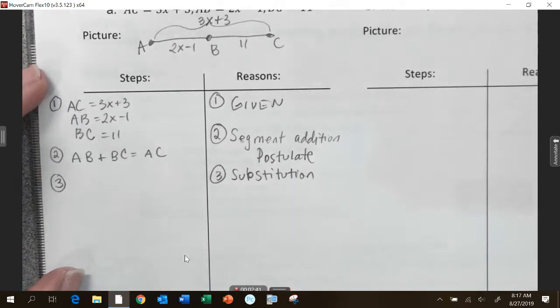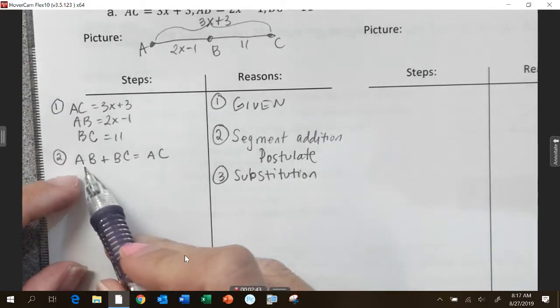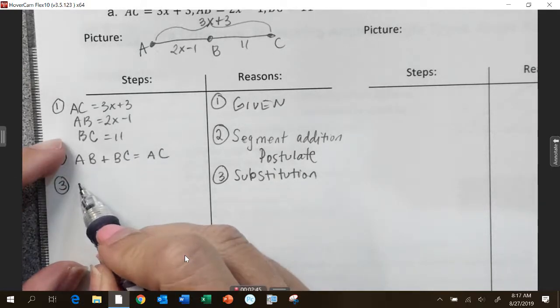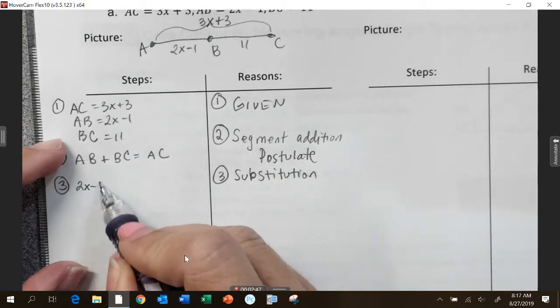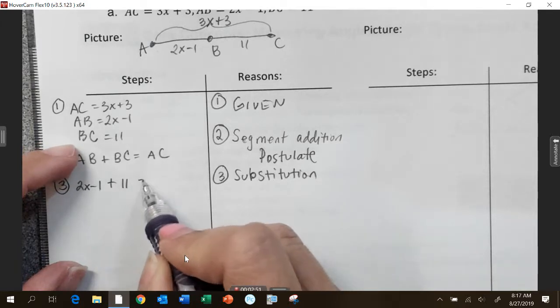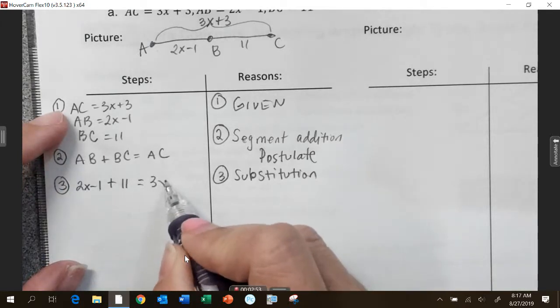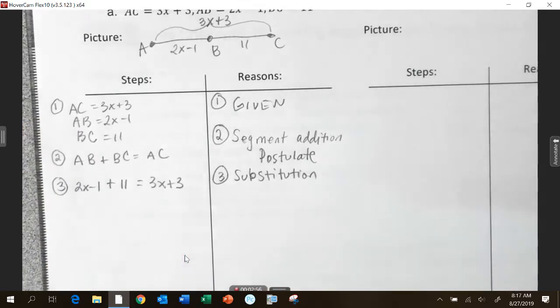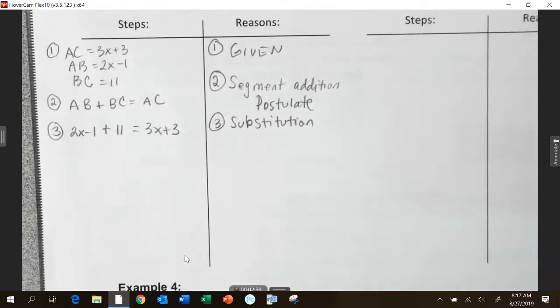Okay, so number 3, we're going to plug the stuff in. So we know AB is 2x minus 1. We know BC is 11. And we know AC is 3x plus 3. So we plugged stuff in. The reason is substitution.